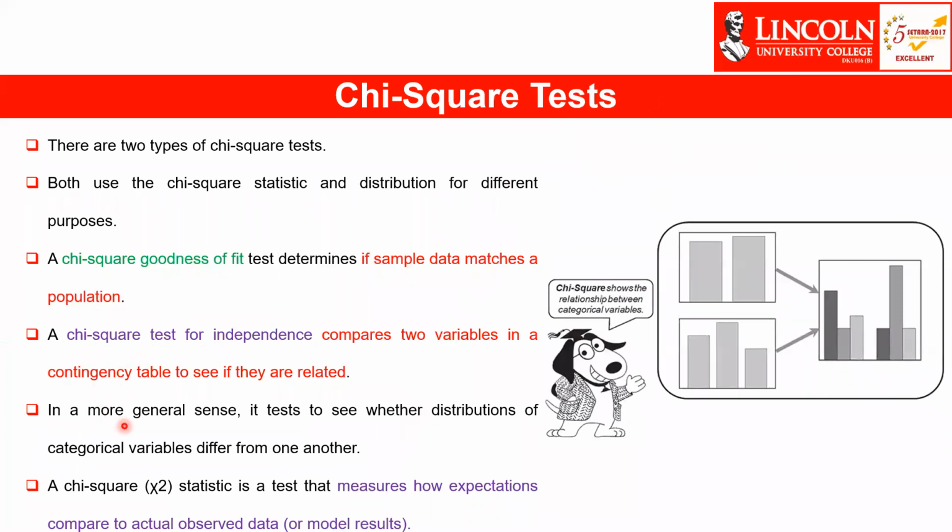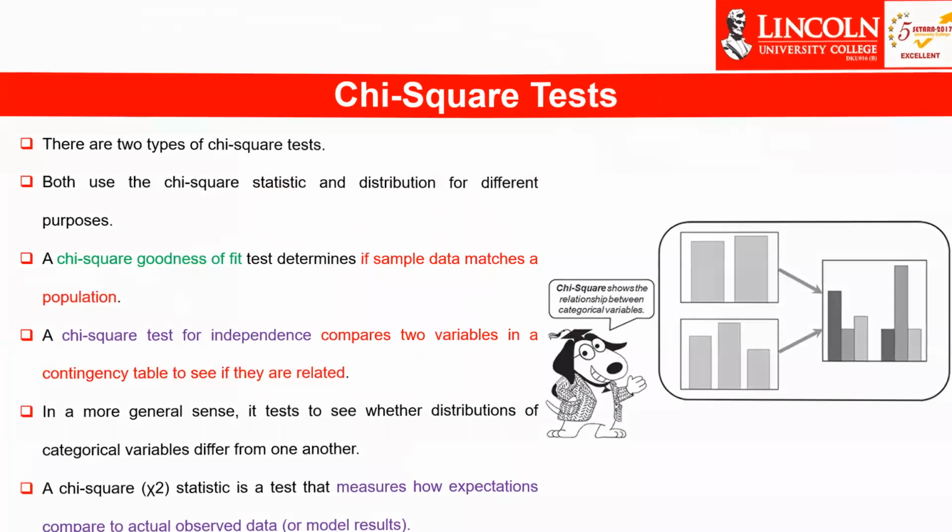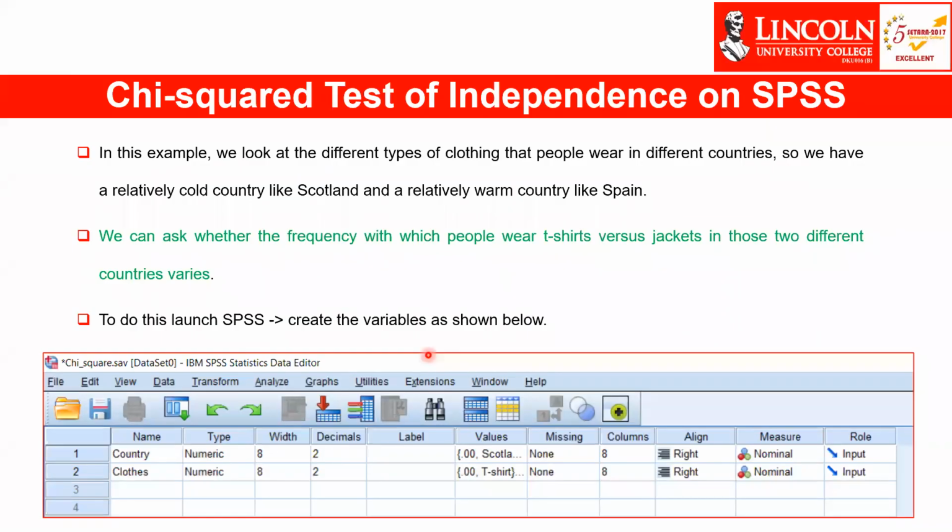In a more general sense, it tests to see whether distribution of categorical variables differ from one another. So a chi-square statistic is a test that measures how expectations compare to actual observed data or model results. So now, how do we compute this in SPSS? It's also very simple.